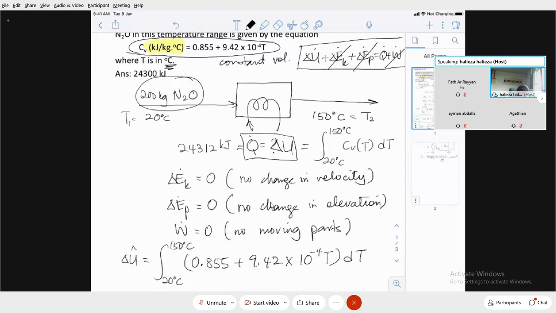Why are we not doing any hypothetical path here? Only change in temperature. Yes, thank you, Ayman, because there's only one change, the temperature. You need to draw the hypothetical path when it involves change in pressure, change in temperature, or change in phase. But in this case there's only the temperature, so you don't need to draw the hypothetical path. You just get the equation from the table. Any questions?